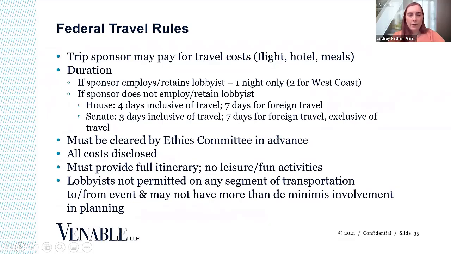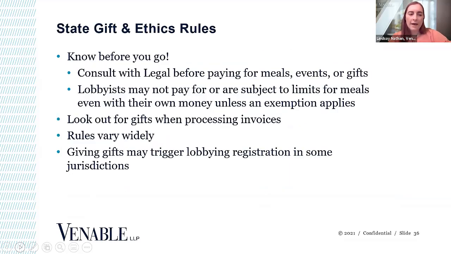Federal travel rules. Again, nobody's going anywhere these days, but hopefully one day soon we will all be back on flights. And you as an organization may pay for travel costs for federal employees, but there are very specific rules about how that works, and they need to be cleared by their ethics entities beforehand. I won't go too far into the details on that. I would suggest that since they have to be pre-cleared by House and Senate ethics, you definitely want to make sure that you're checking the rules before you even offer travel to a member of Congress.